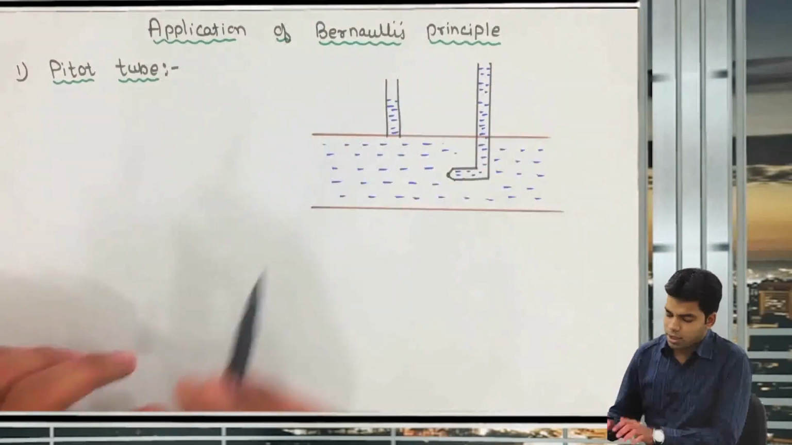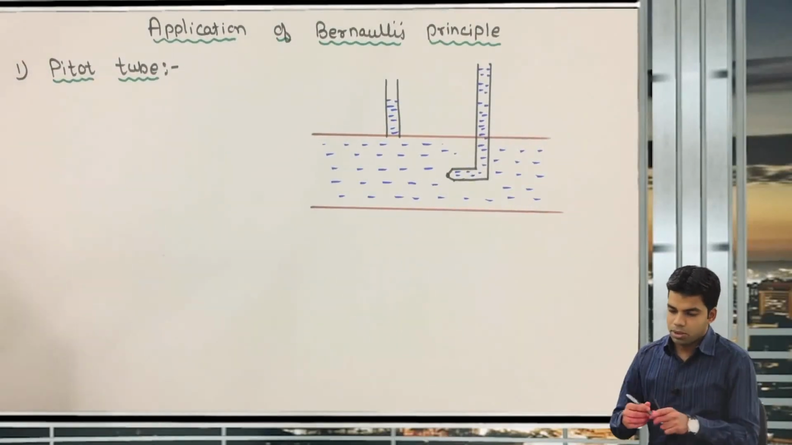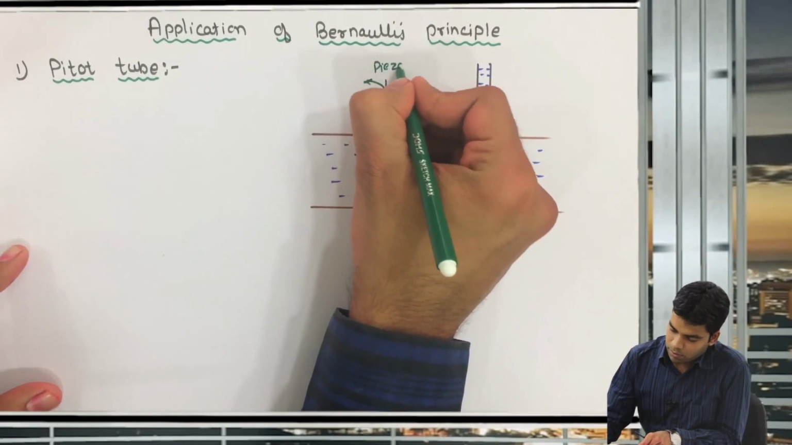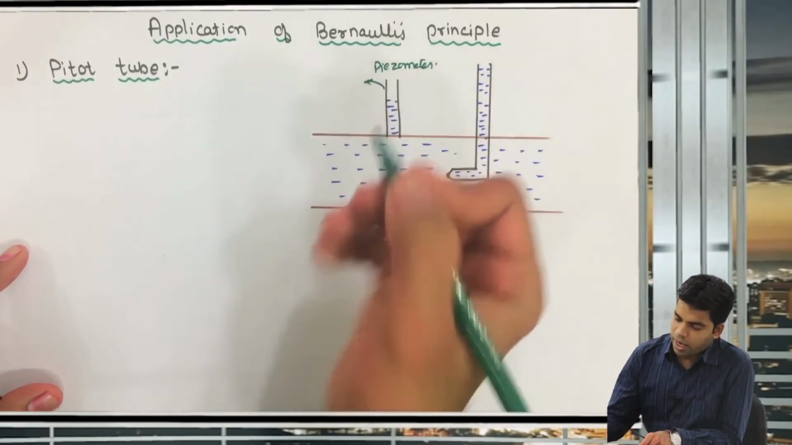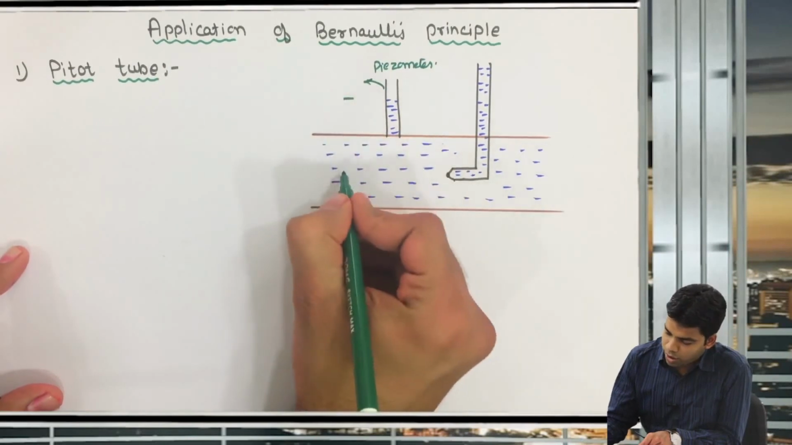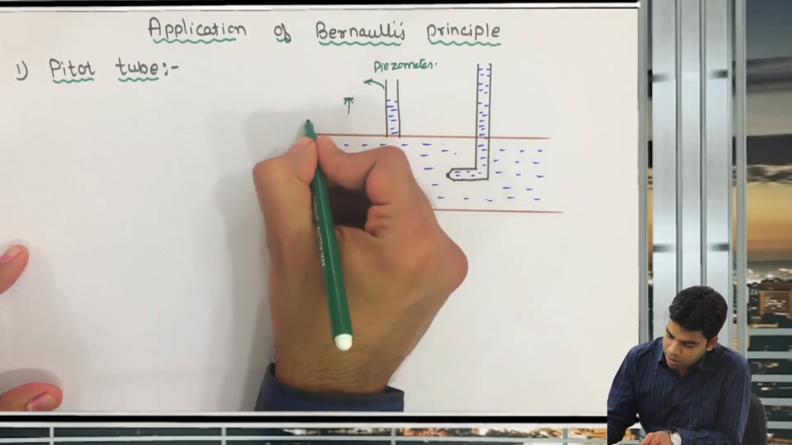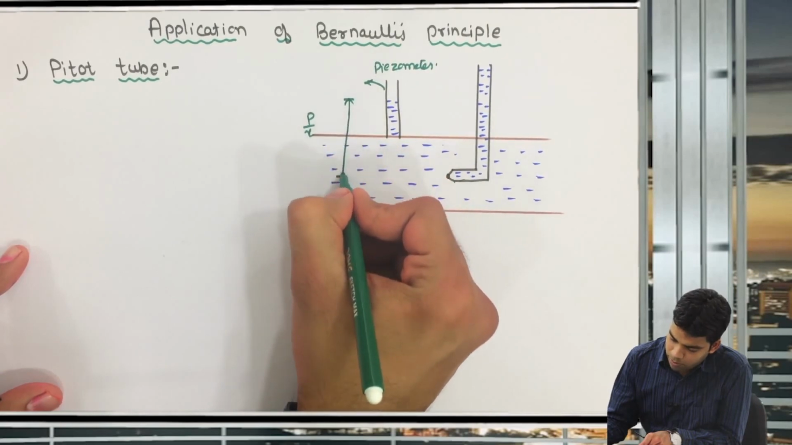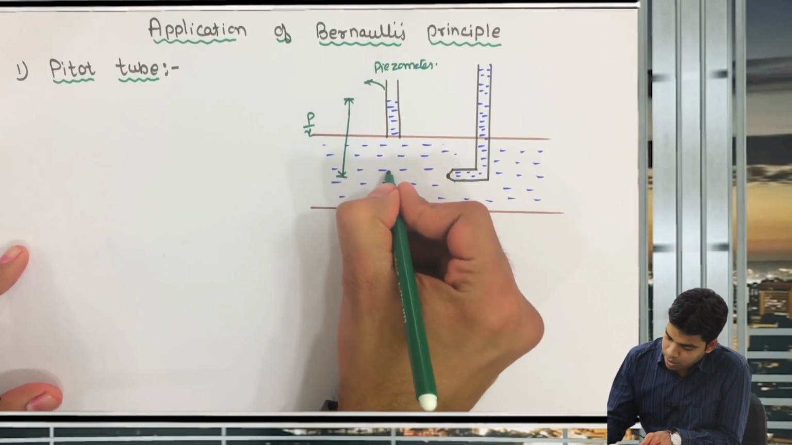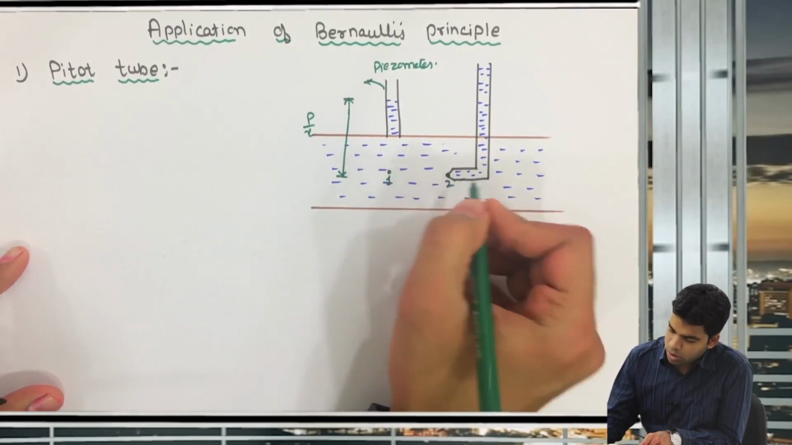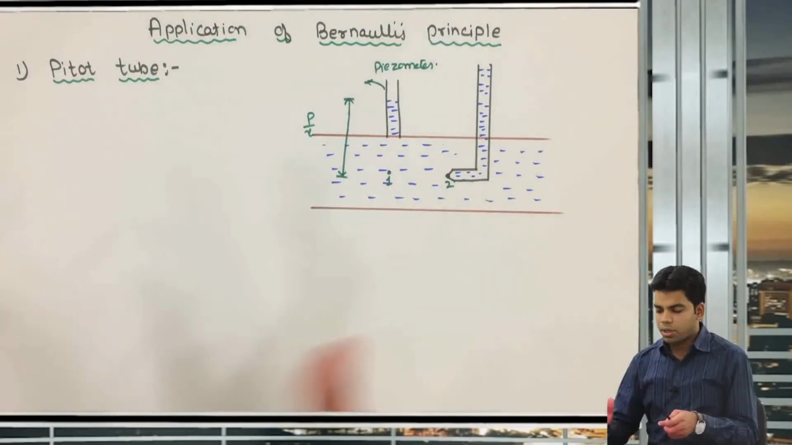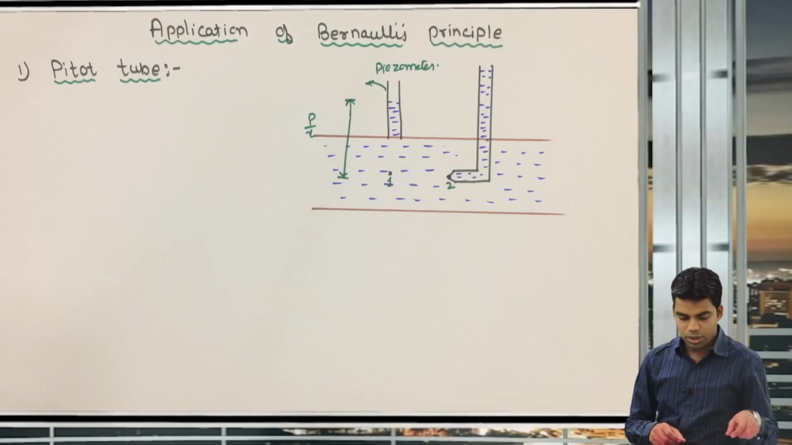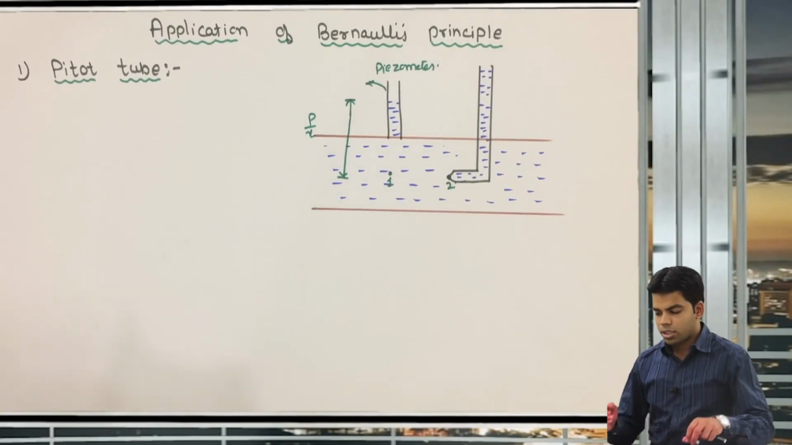Here we have the piezometer. The height given by the piezometer, as I have already told you, is nothing but P by gamma plus Z. But at these two points, this is point 1 and this is point 2, Z is the same, so we will neglect that Z, and finally this will give us P by gamma. Okay, so this is the piezometer.